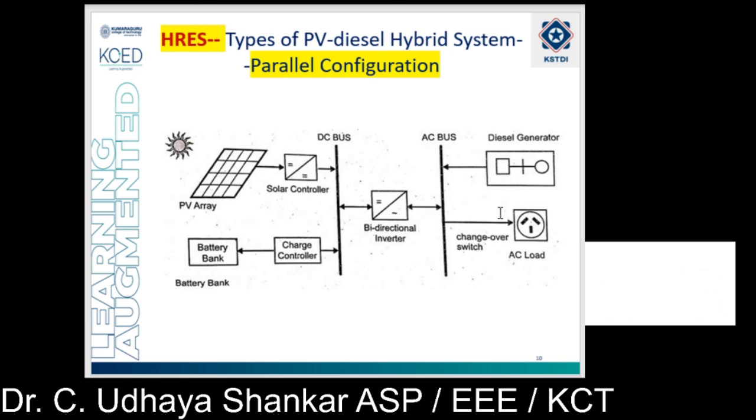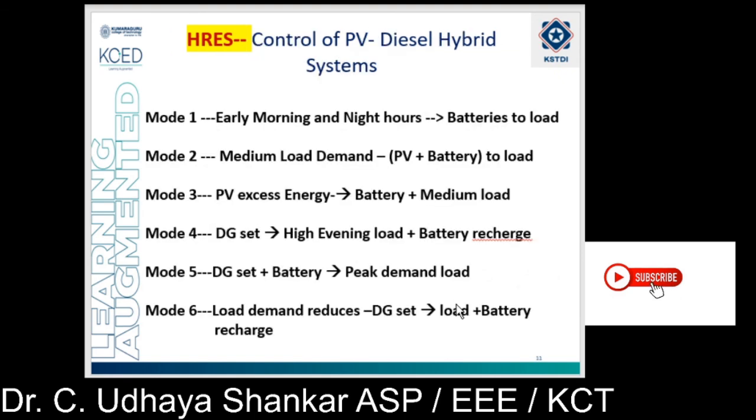And now we will discuss the different control techniques that are used for the PV diesel hybrid system. As I have already told, there are 6 different modes: mode 1, mode 2, mode 3, mode 4, mode 5 and mode 6. For example, in mode 1, let us take an example of early morning hours and late night hours. In this case you can see that the PV will not be there, and during night hours the load is also quite less, and because of which the battery will be supplying to the load continuously.